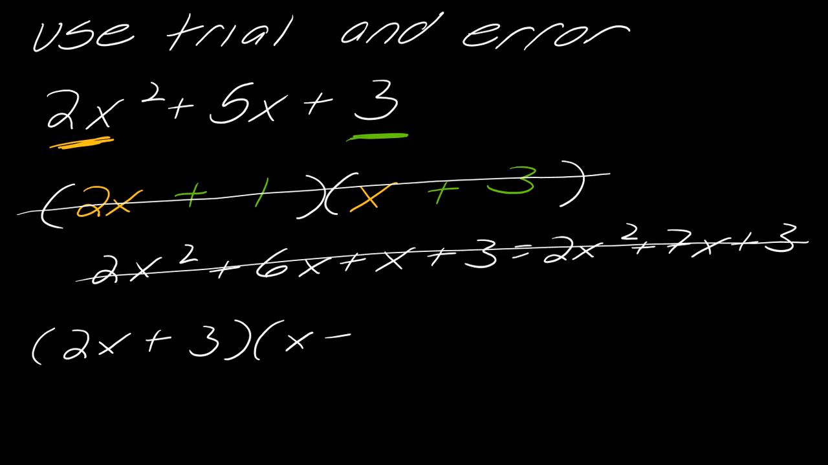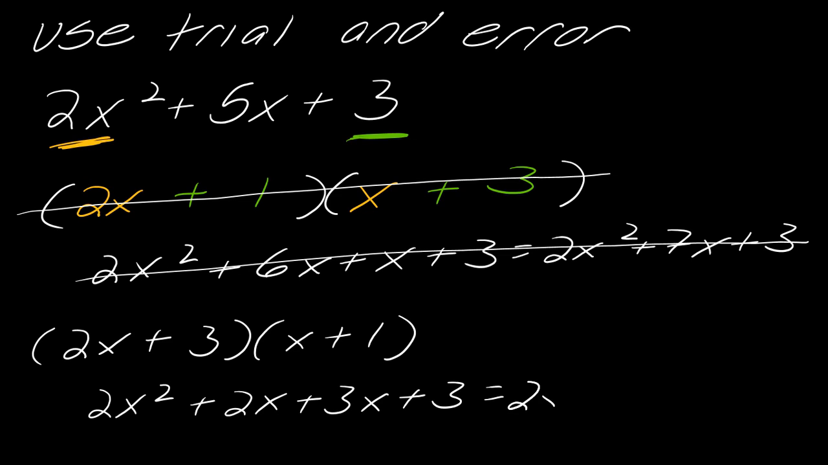So I'm just going to flip the 1 and the 3. And now let's try this one more time. So this is 2x squared plus 2x plus 3x plus 3. And so that gives me what I need.